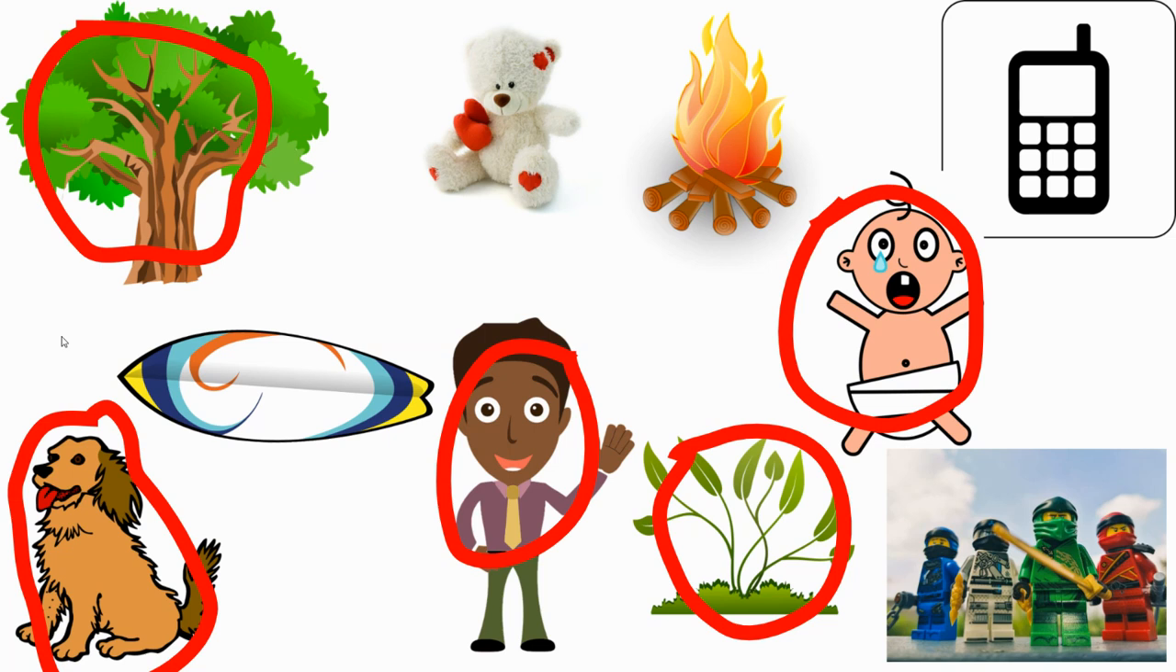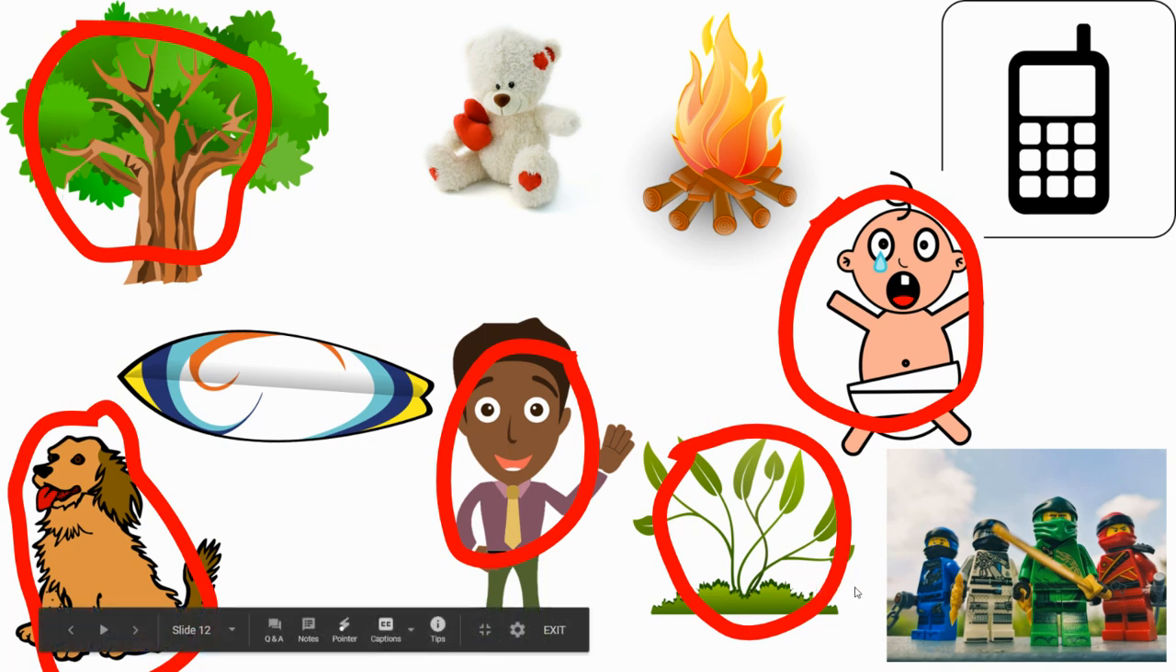It's not a real bear, it's a stuffed bear. If you said this very handsome gentleman who looks like a teacher to me, then ding, ding, ding, you are correct. Teachers are living things. They're humans. Humans are living things. If you said this screaming baby, you are so right on. Screaming babies and cute babies alike are living things. They are humans. They are alive.